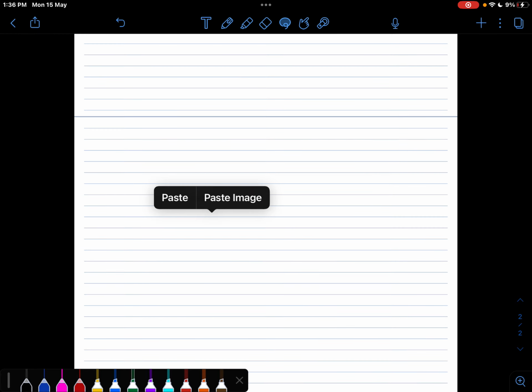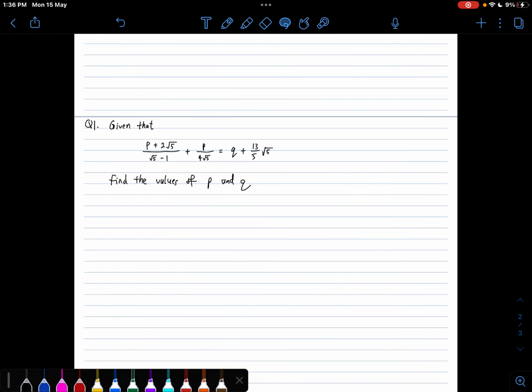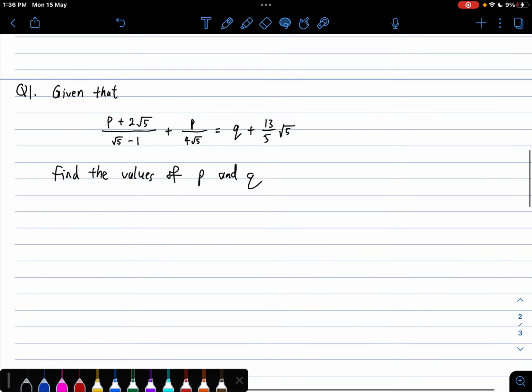So, question 1. Given that you have p plus 2 times square root 5 over square root 5 minus 1, plus p over 4 root 5 equals q plus 13 over 5 times root 5, the question asks you to find the value of p and q. So here is how you deal with it. Leave the right hand side alone because there's nothing much we can do. There's a q, there's a 13 over 5 root 5, you add them together, we can't really do anything. You could make the denominators the same, but that's not very useful.